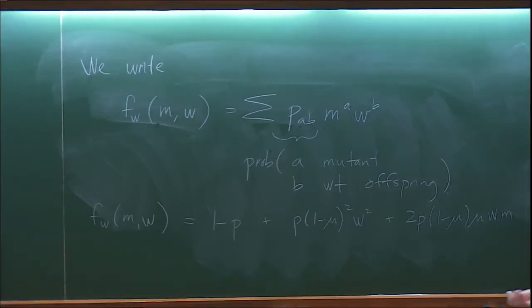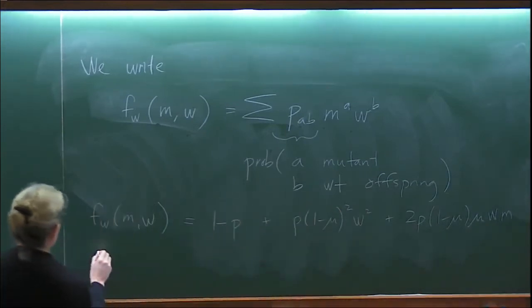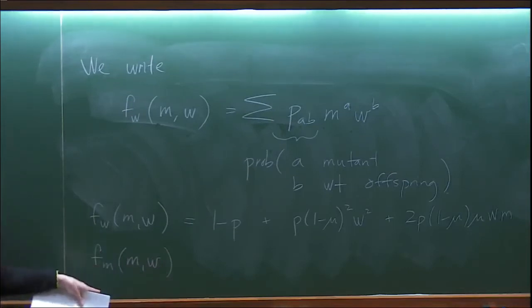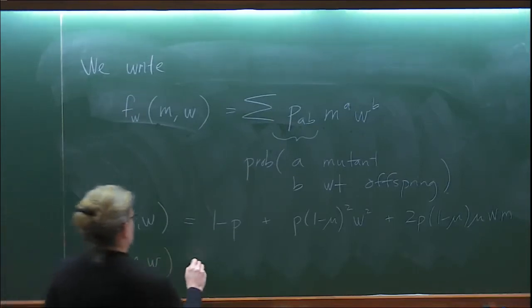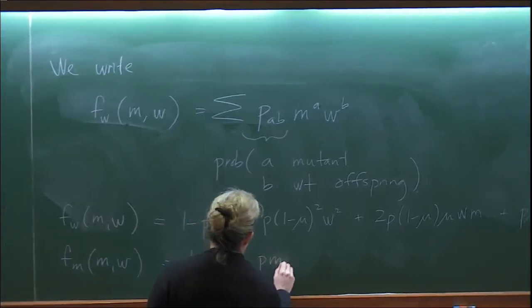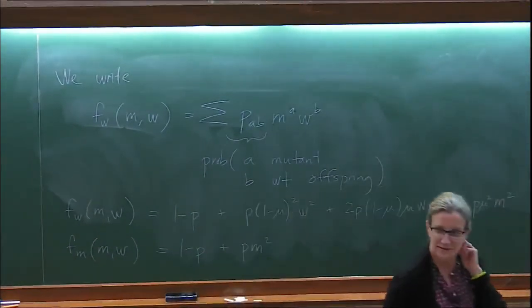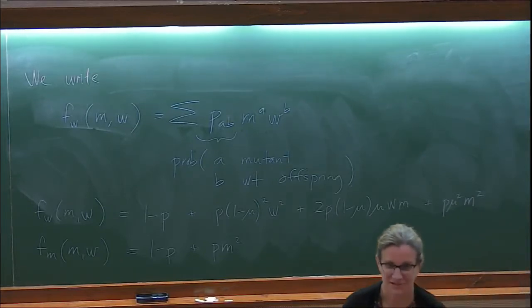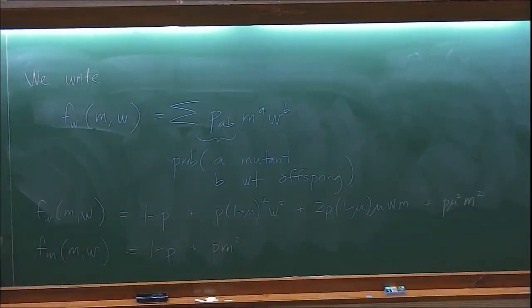Yep, and then the other one is pretty easy. You can likewise write a probability generating function for the mutant. And this guy is really easy, 1 minus p plus p m squared. No, in my model, the mutant, yeah, the mutant just either dies or produces 2 mutants. So it's just a toy model.